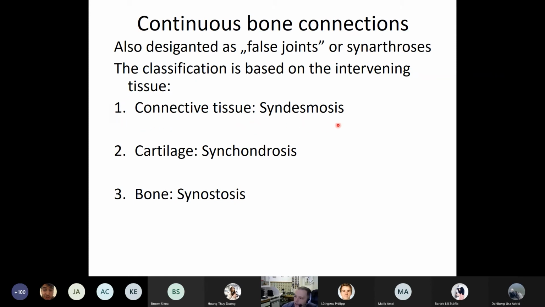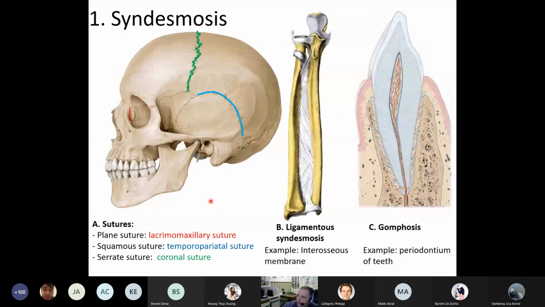One could be that we have a connective tissue connecting the bones. That's called syndesmosis. We also may have cartilage connecting the bones. That's called synchondrosis. And we also may have some bone that connects the bones. So basically the bones fuse with each other, ossify together, and that's the so-called synostosis. Let's have some examples for each.